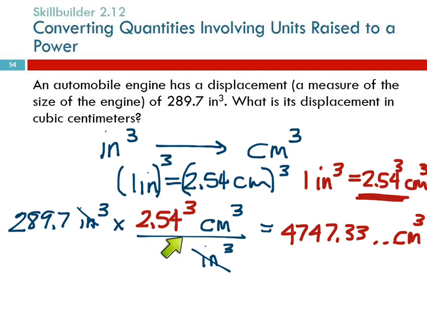2.54 cubed. Okay? That means that you have to multiply by this number 3 times. Did you come up with this 4747 number? How many significant figures should it have? 4. Yes. Our initial number, 289.7 cubic inches, has 4 significant figures.